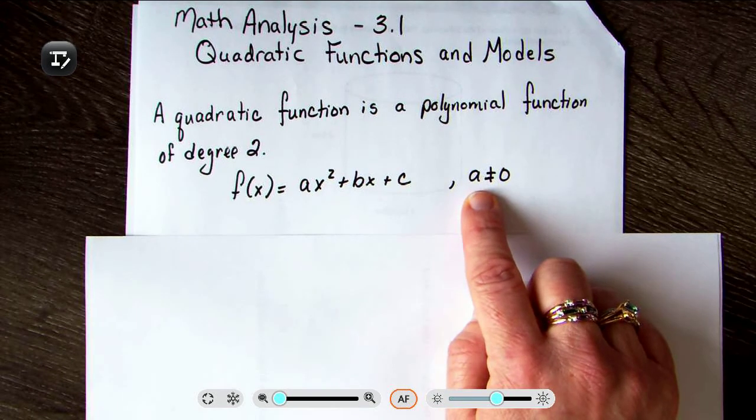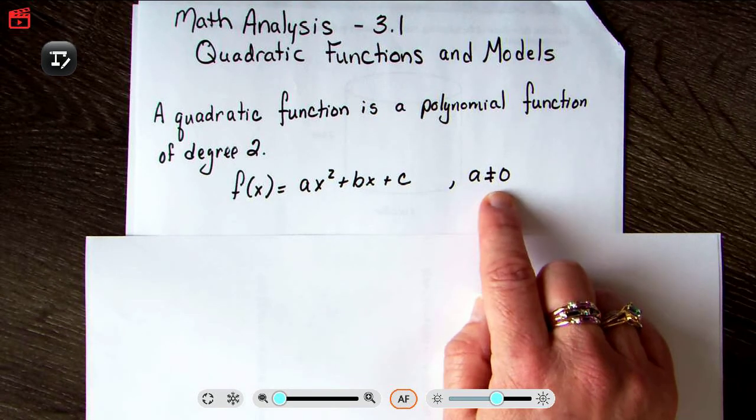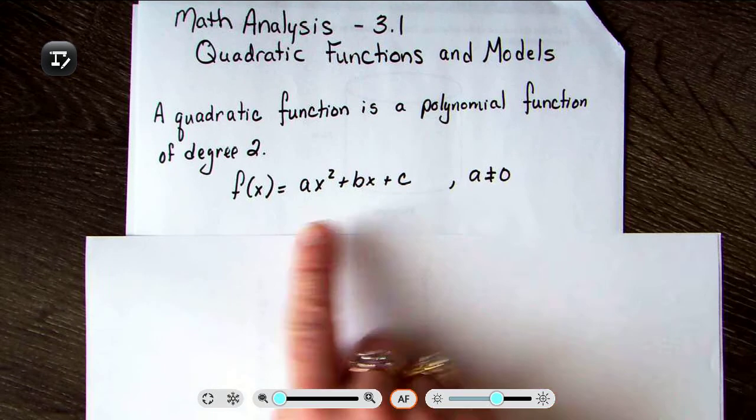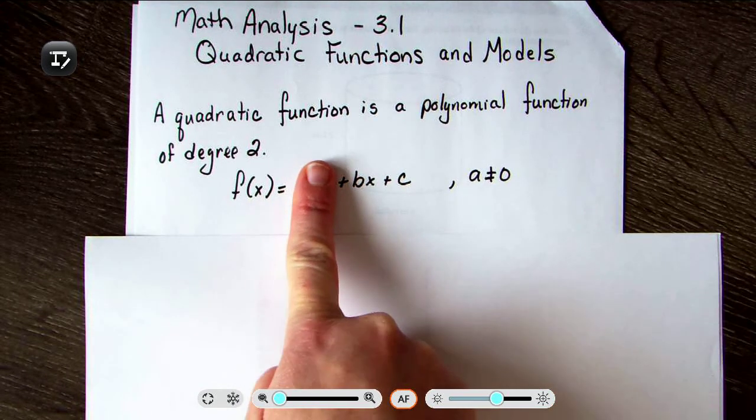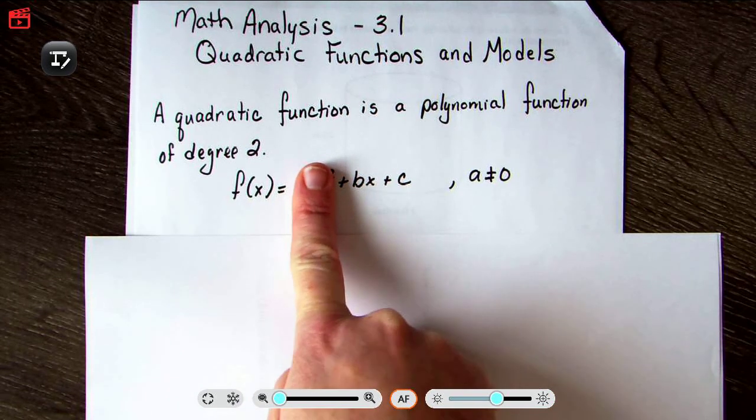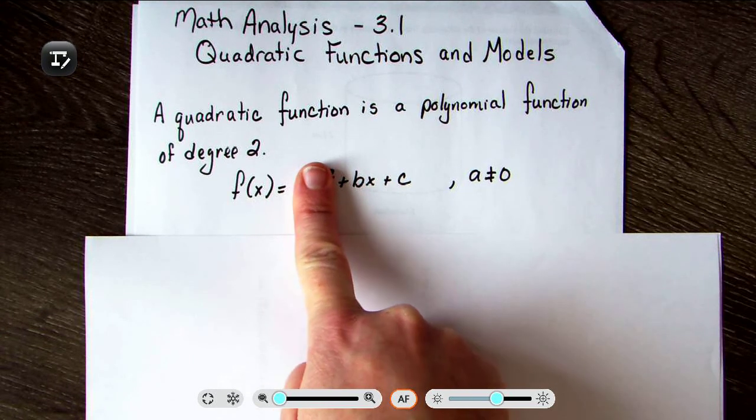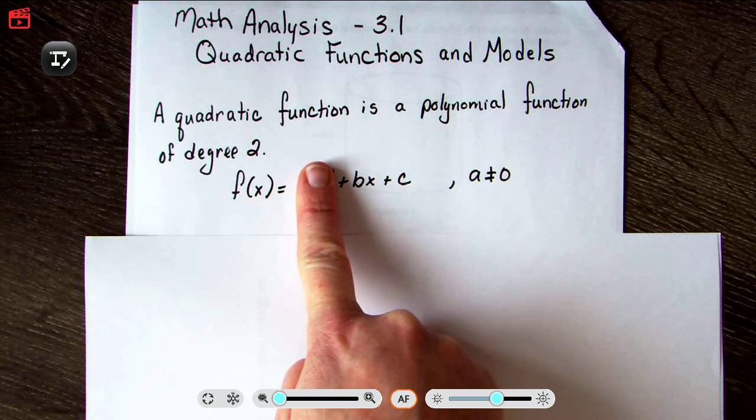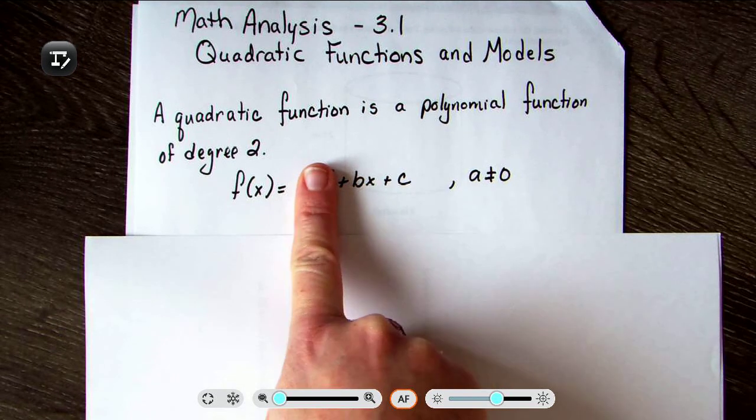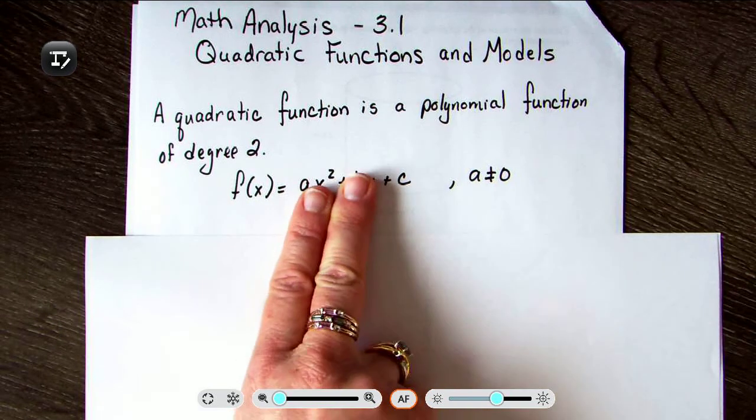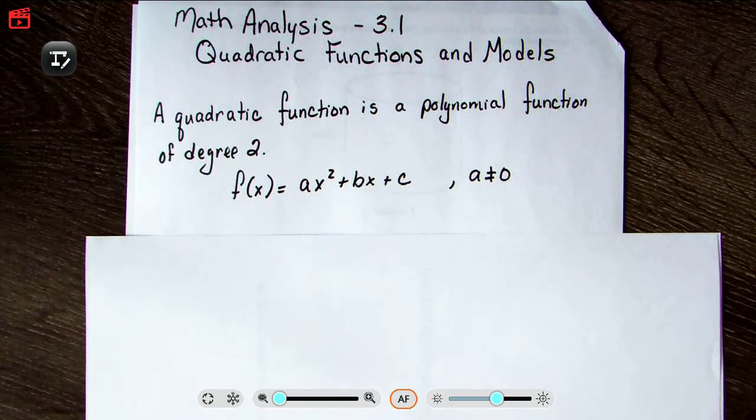I do also want to mention that a cannot equal 0, because if a were 0, that piece would be gone, and we'd have bx plus c or something smaller, and then we would no longer have a quadratic. If the x term was there, it would be linear. If the x term was also gone, we'd have a constant function. So we have to have that x squared term in there to have a quadratic.